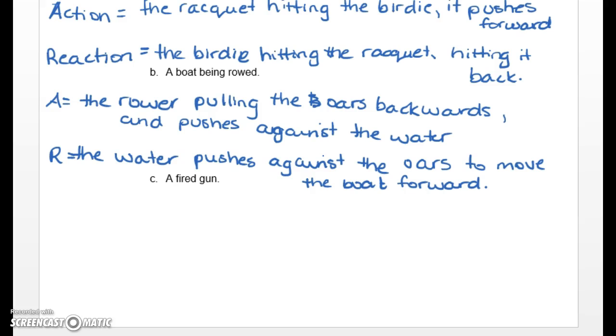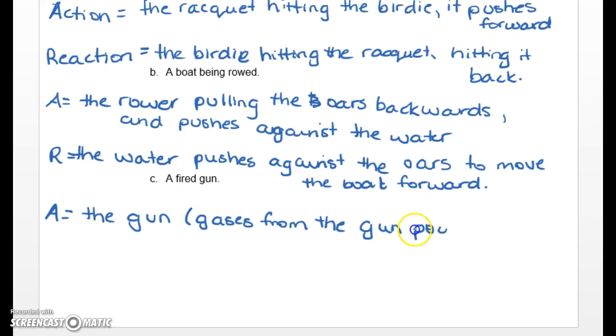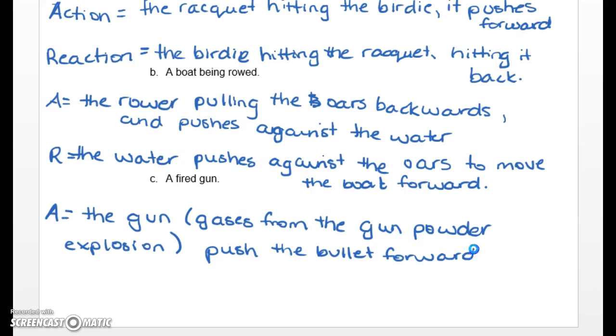So for example C, we have a gun being fired. The action here is the gun, or more specifically the gases from the gunpowder explosion, pushing the bullet forward, whereas the reaction is that the bullet pushes the gun backward, so you get a little bit of that recoil.